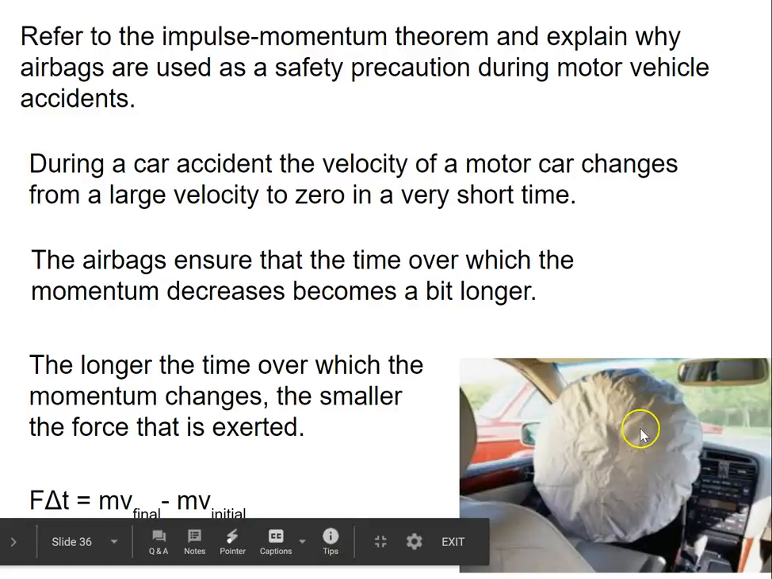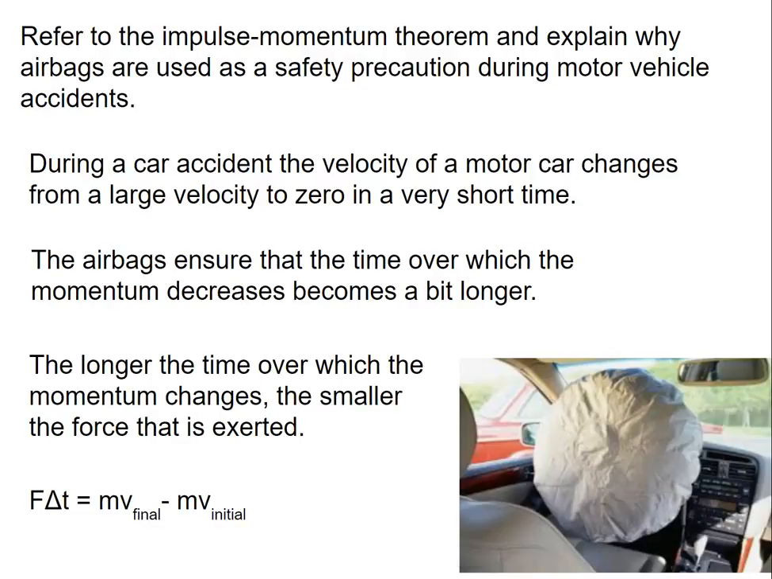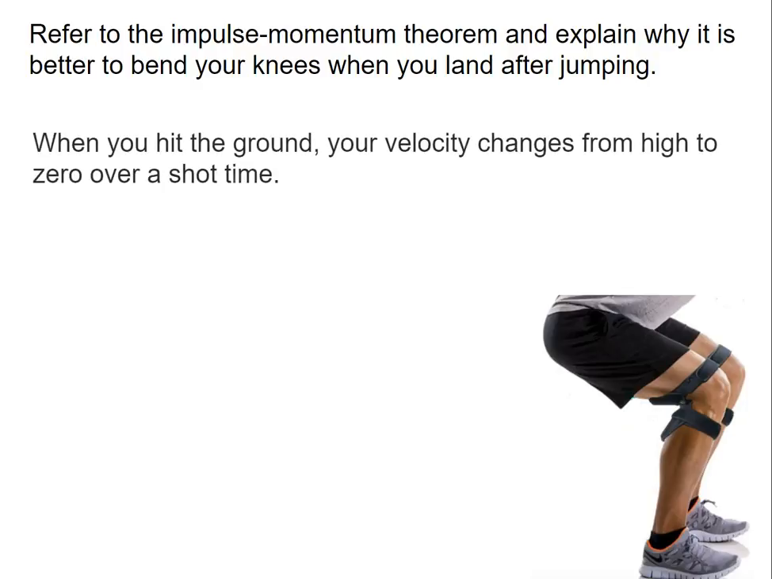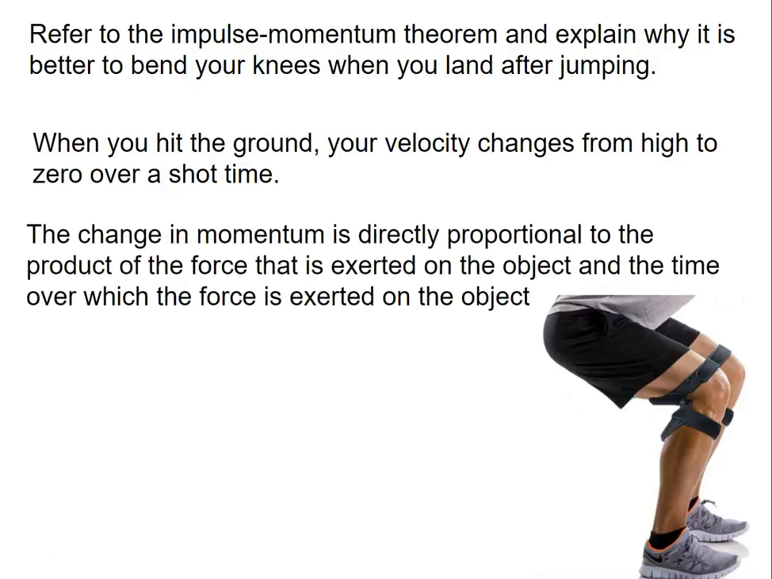So the airbag is just there to make sure that your time over which the momentum changes becomes longer. The exact same thing with your knees that are bending. When you fall down or when you jump and land, your momentum changes from whatever velocity you have to 0 in a very short time. What your knees are just doing is increasing that time.